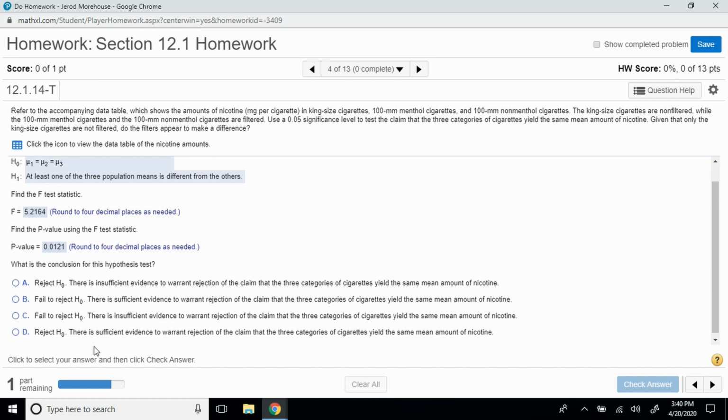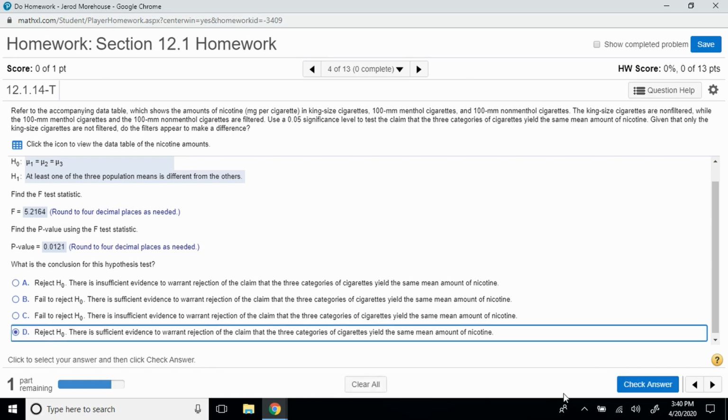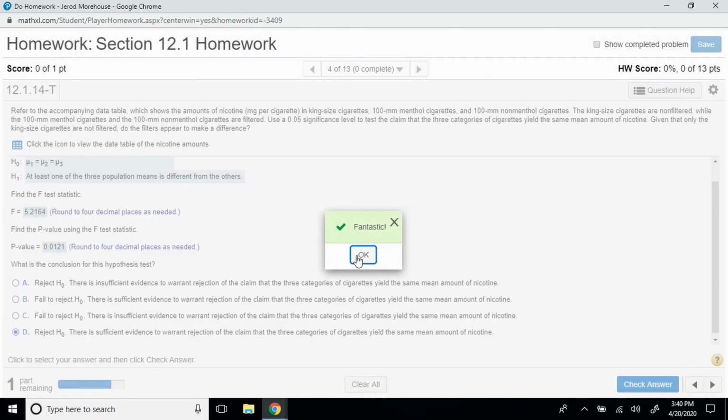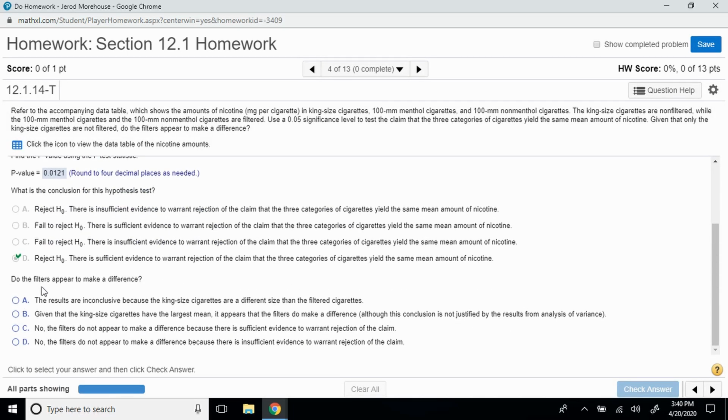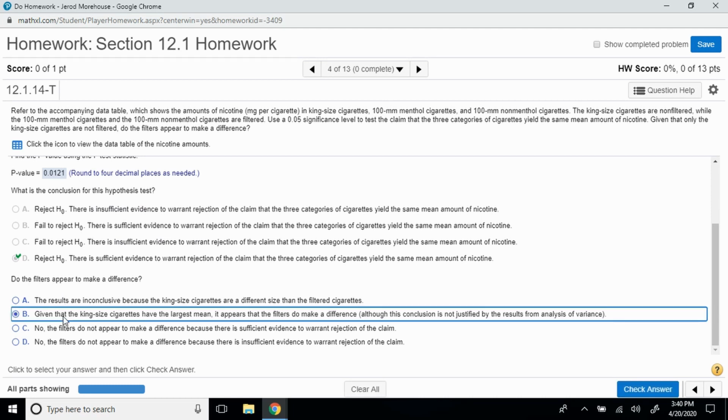Reject the null. There is sufficient evidence to warrant rejection of the claim that the 3 categories of cigarettes yield the same amount of nicotine. So let's select D, that sounds right. Check our answer. Now it says, do the filters appear to make a difference? We would probably say yes, since they had the largest mean, it appears that filters do make a difference.